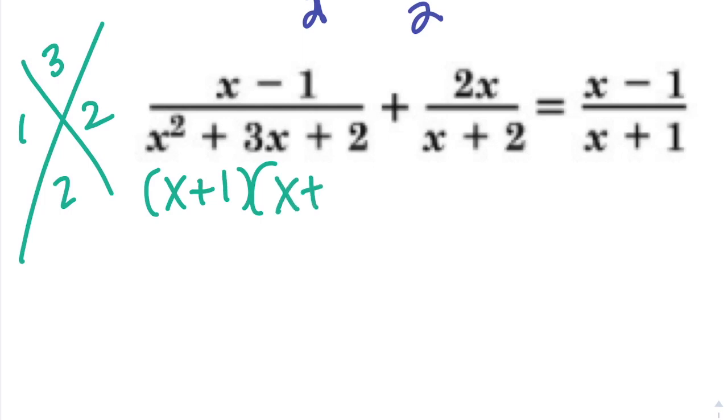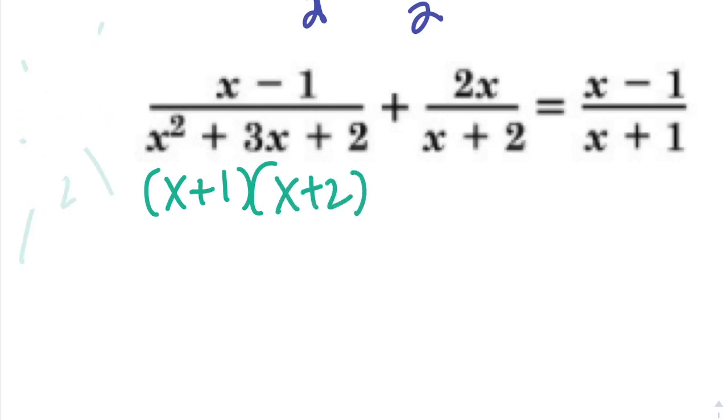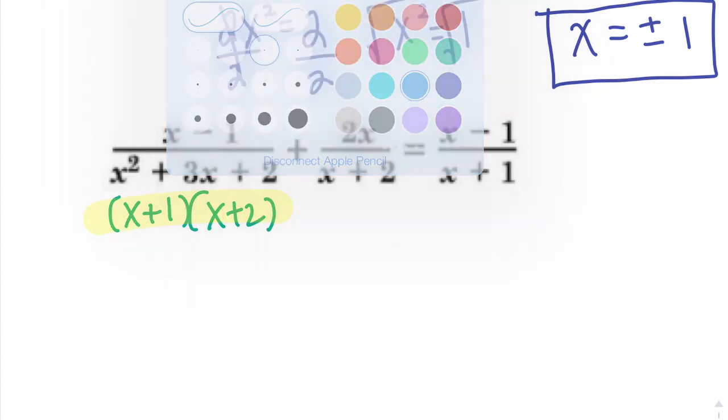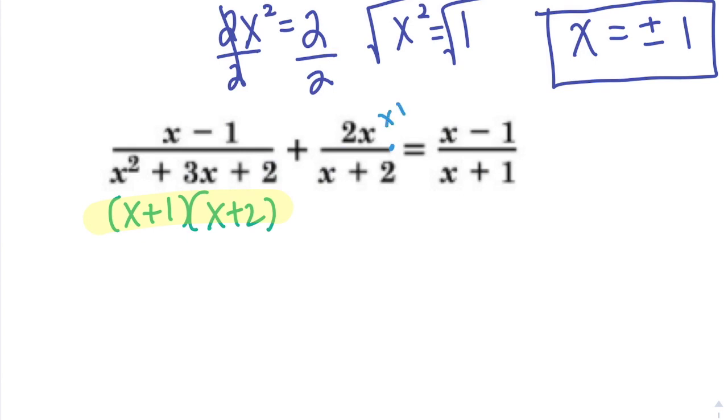So that's going to factor to x plus 1 times x plus 2. So if I take a look, my common denominator is going to be x plus 1 times x plus 2. Which means I need to multiply this fraction right here by x plus 1, because that's what I'm missing. I already have x plus 2. I need an x plus 1. And I'm going to multiply this other one by x plus 2, because I have x plus 1, but I need x plus 2.